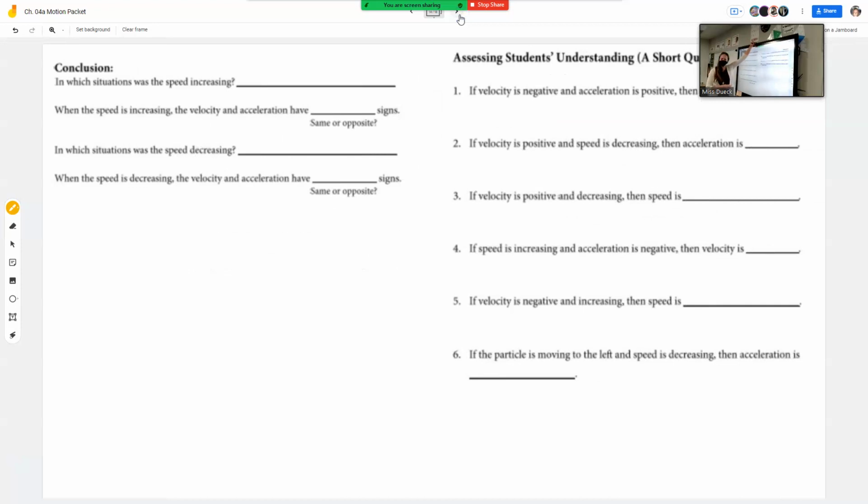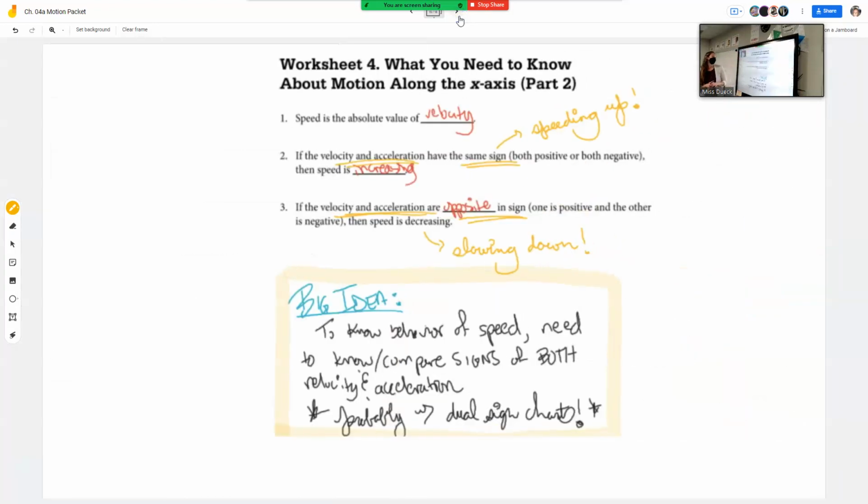Is that one in your packet? No, this one's not in your packet, right, guys? The one on the screen right now? Good. I don't want it to be in your packet, so I was just double checking.